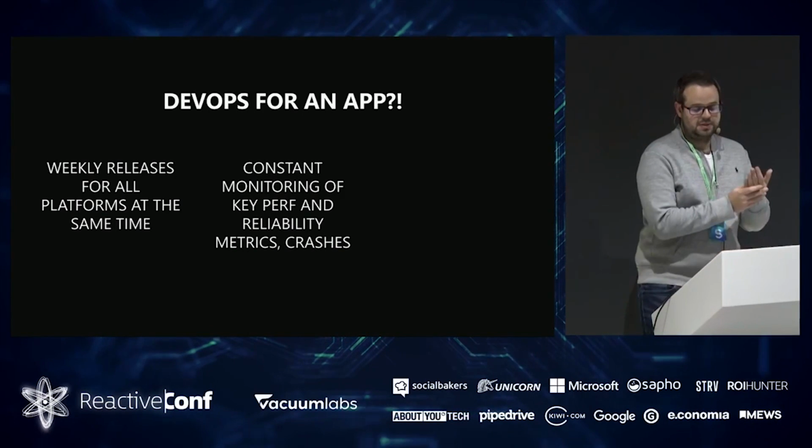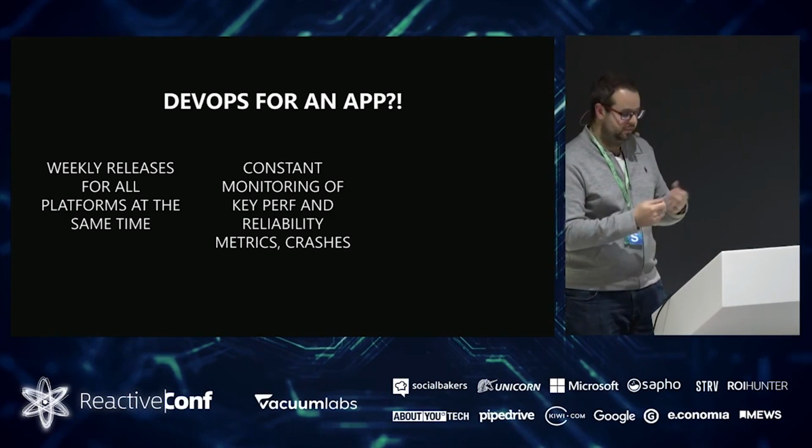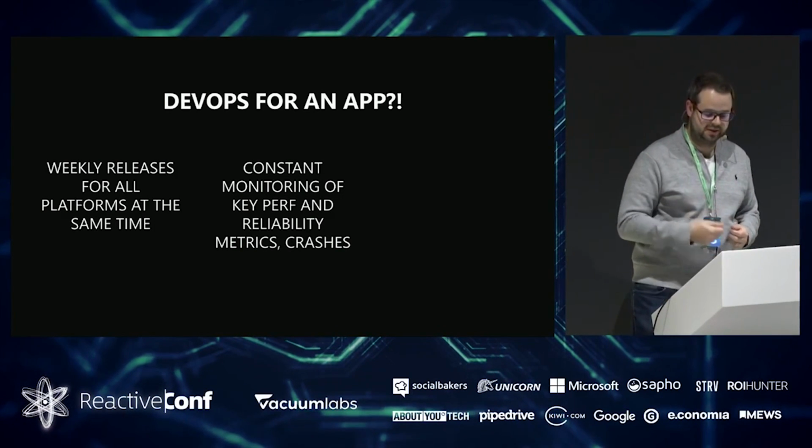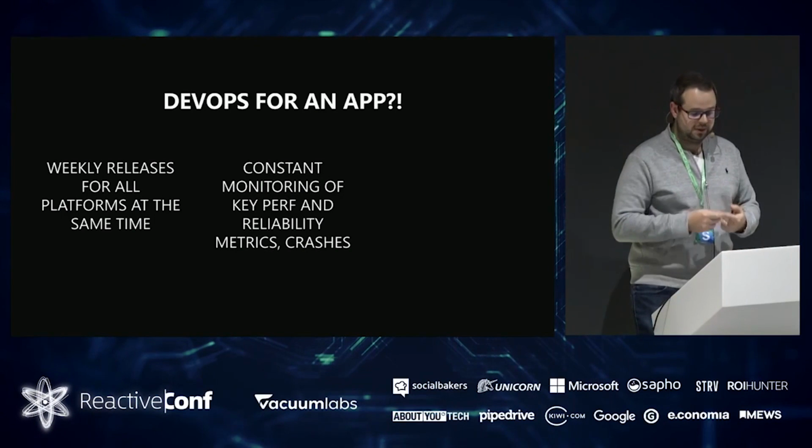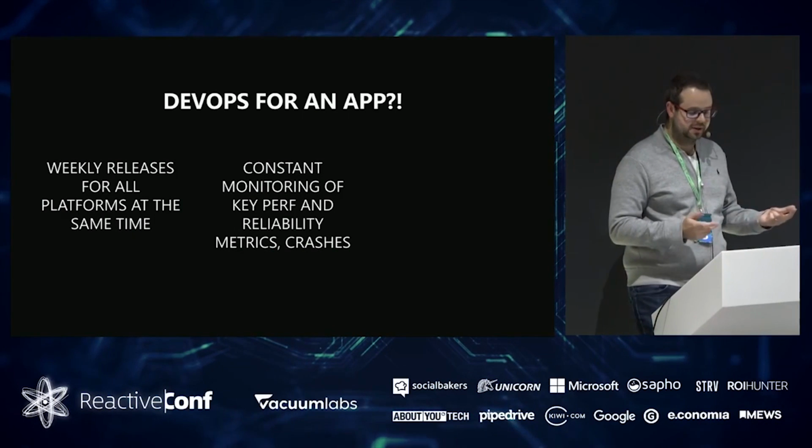Now, what are the metrics? Could be message send time, right? It's important if you have a chat application so that your messages are sent quickly. Message send reliability, the same for calling, application start time, crashes.